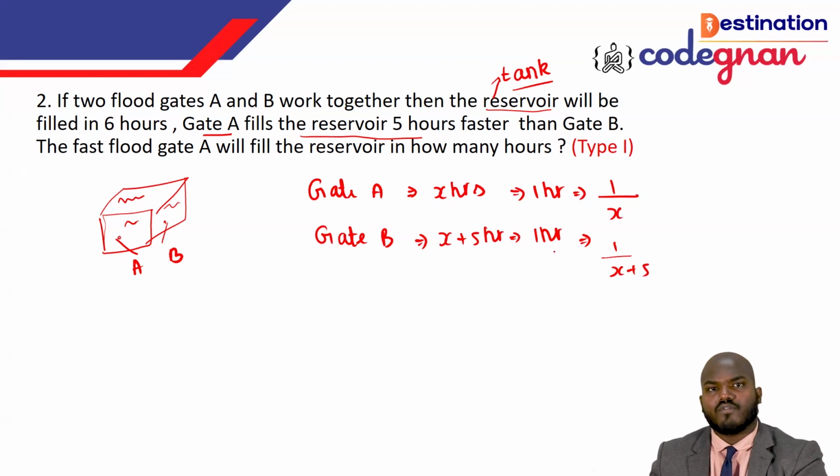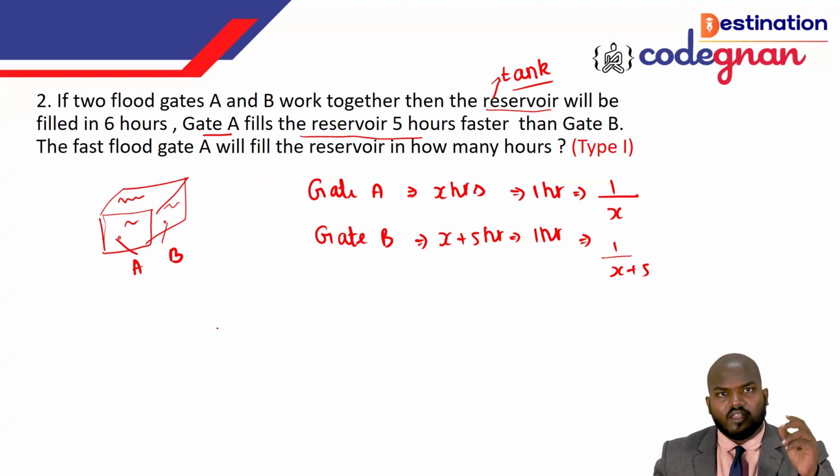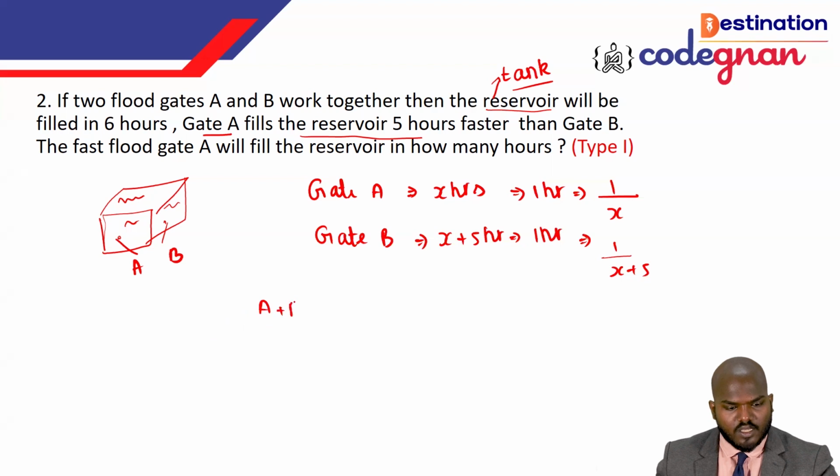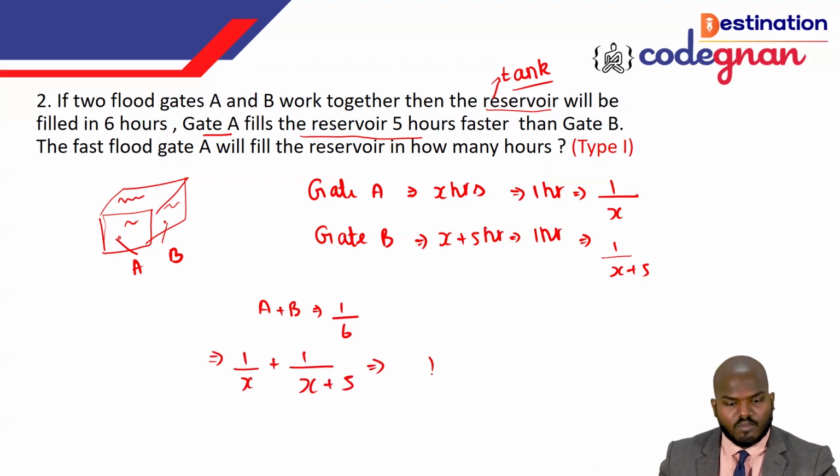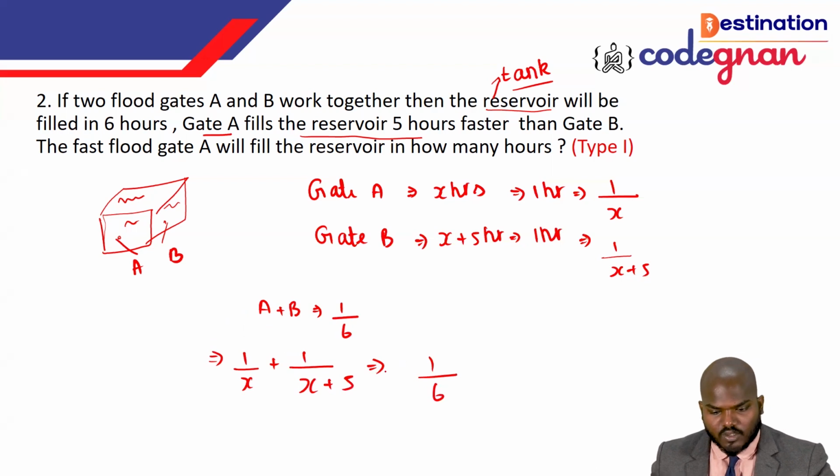If gate A and gate B work together, they fill the tank in 1 by 6 hours. So A plus B is equal to 1 by 6. A, with 1 hour work, is equal to 1 by X, and B is equal to 1 by X plus 5. Together that equals 1 by 6.